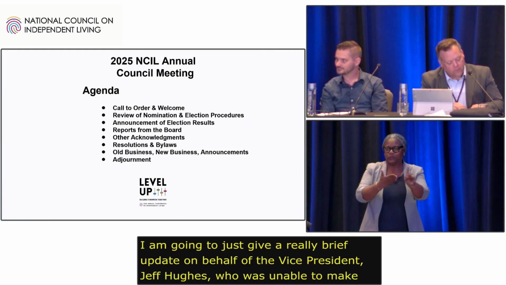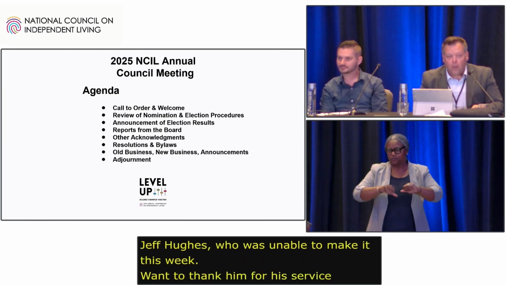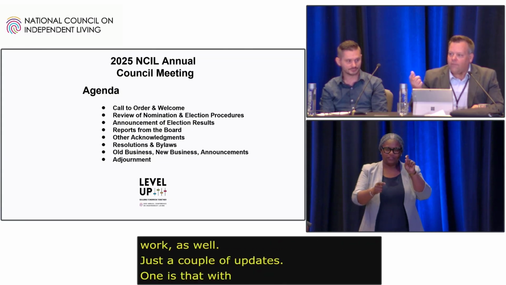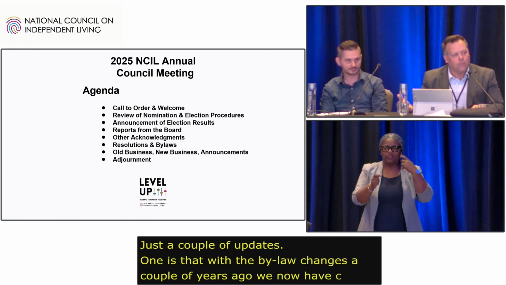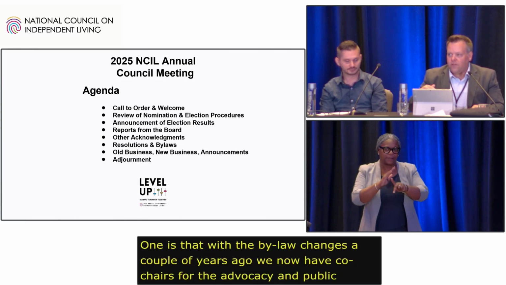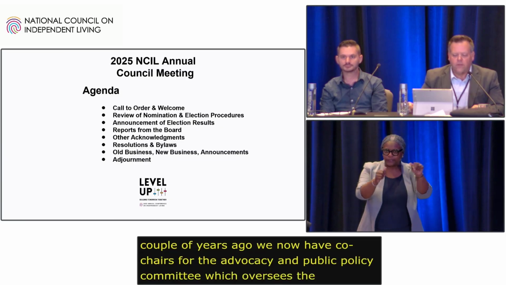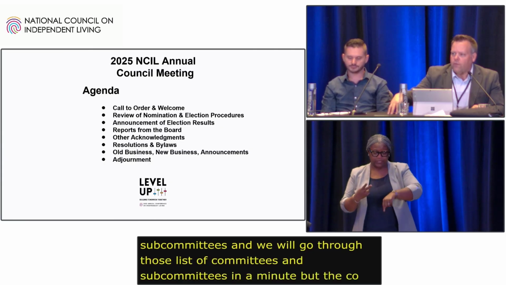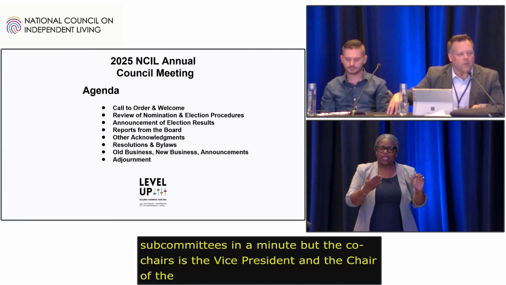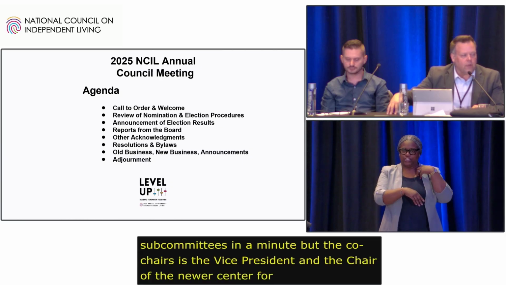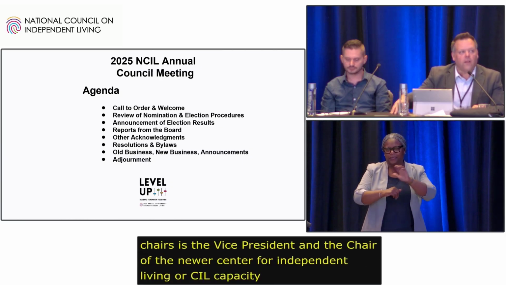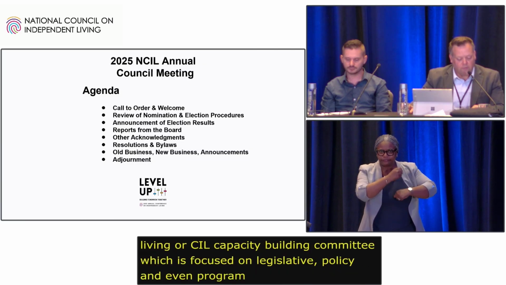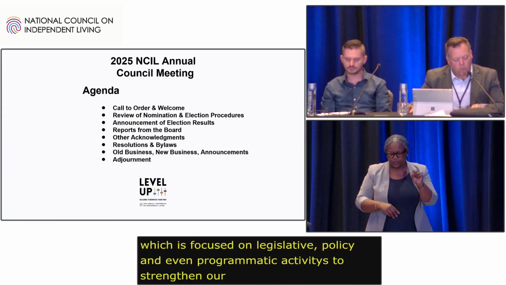Want to thank him for his service and his work as well. Just a couple of updates. One is that with the bylaw changes a couple years ago, we now have co-chairs for the Advocacy and Public Policy Committee, which oversees the subcommittees. And we'll go through those list of committees and subcommittees in a minute. But the co-chairs are the vice president and the chair of the newer Center for Independent Living, or CIL, Capacity Building Committee, which is really focused on legislative, policy, and even programmatic activities to strengthen our network of centers across the country to do the work that we all do.